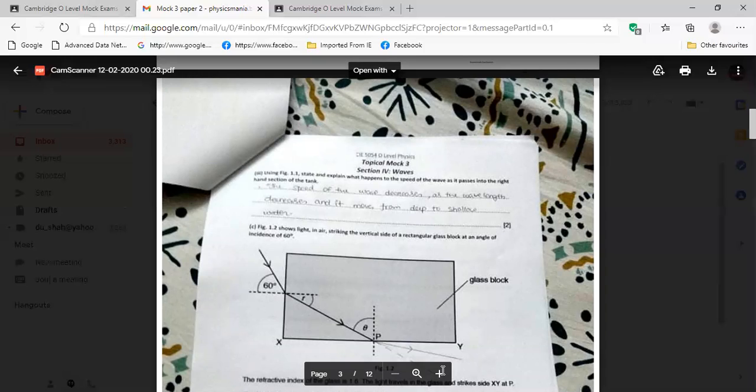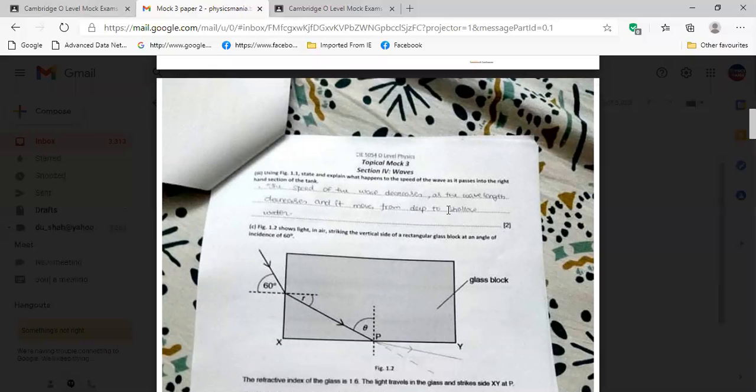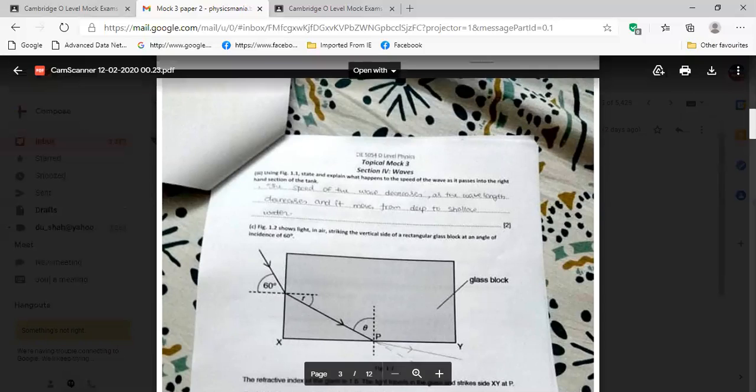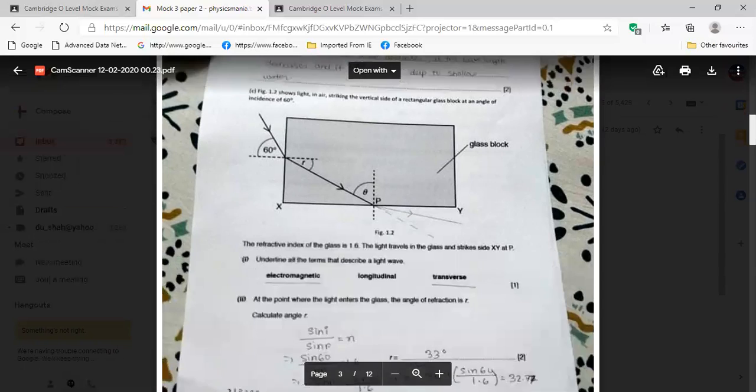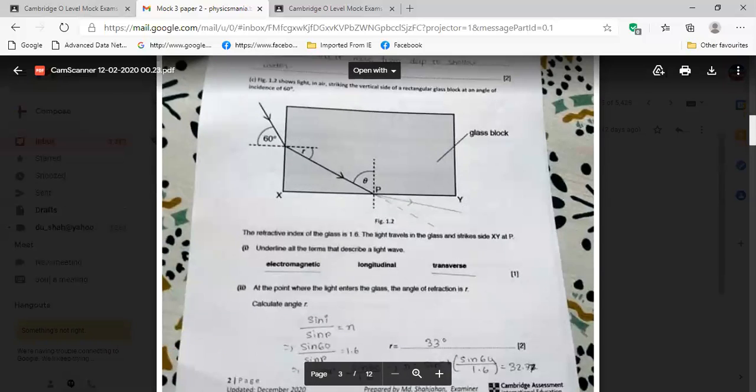Okay, so it is wrong, right? It should be increased. Why? They said shallow on the right side, deep. Oh, right side. So you are going from deep to shallow. It will decrease. Yes, this is correct. Underline all the forms of light wave: the transverse, electromagnetic. Yes, correct.